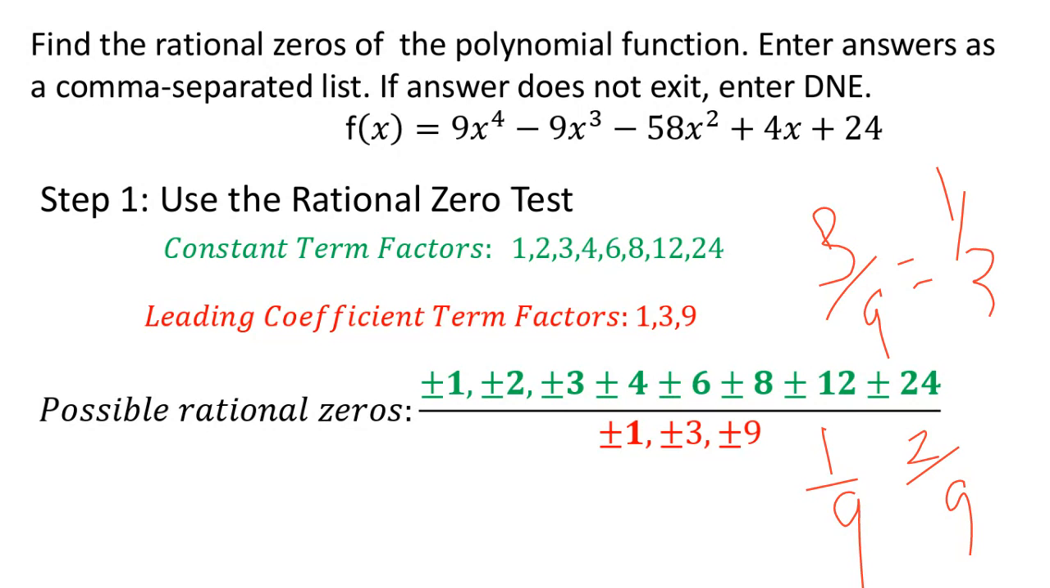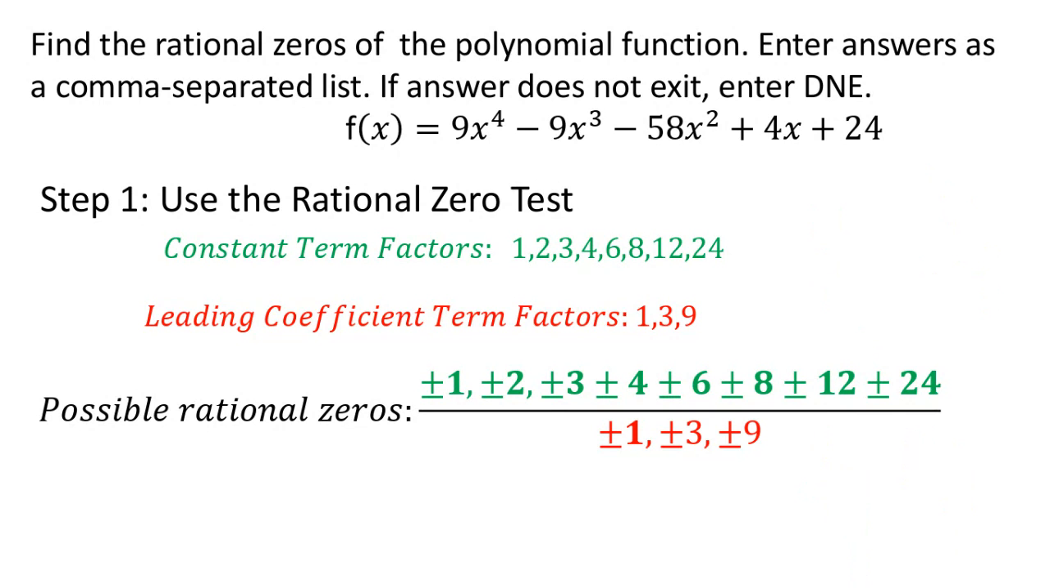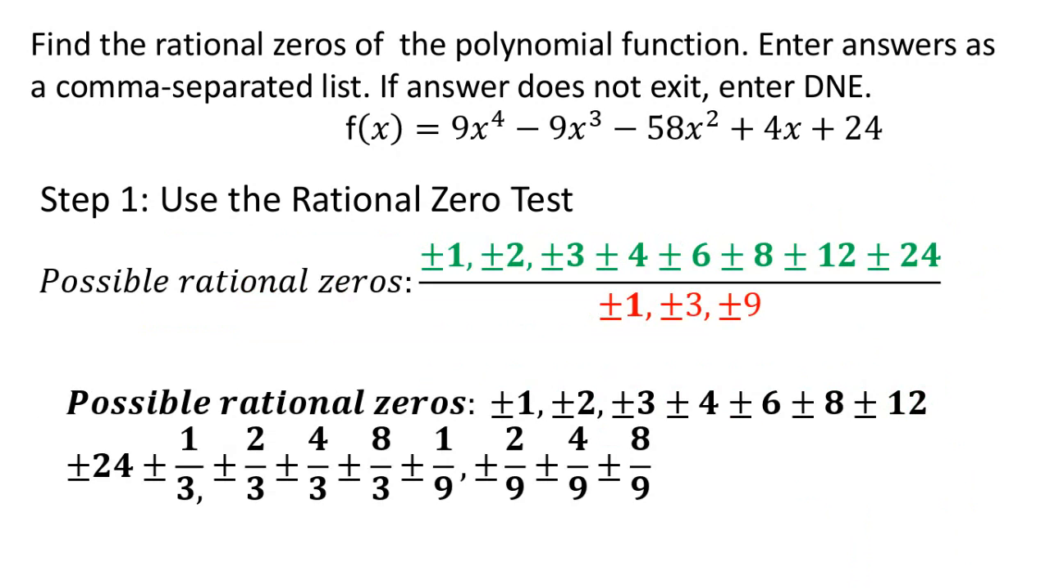So you don't want to include the duplicates. And so you would have, these are all your possible zeros. So you might be thinking, wow, that's a lot of them. Yes, it's a lot of them, but it's better than trying an infinite amount of them, right? So again, I always start with 1. So let's start with 1.